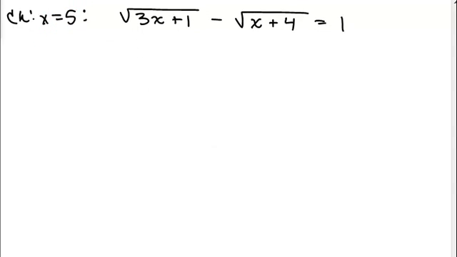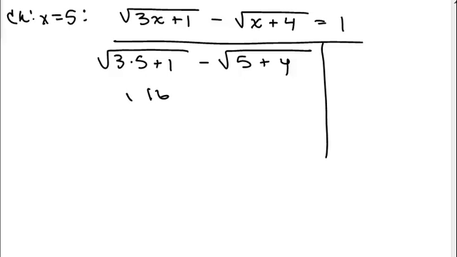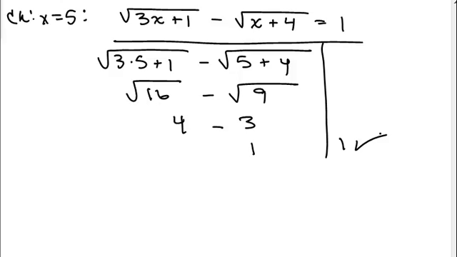Let's try 5. So we have the square root of 3 times 5 plus 1 minus the square root of 5 plus 4. So 3 times 5 is 15. 15 plus 1 is 16. So the square root of 16 minus the square root of 5 plus 4, which is 9. The square root of 16 is 4. The square root of 9 is 3. 4 minus 3 is 1. 1 is on the other side. It does check. So this is a solution.